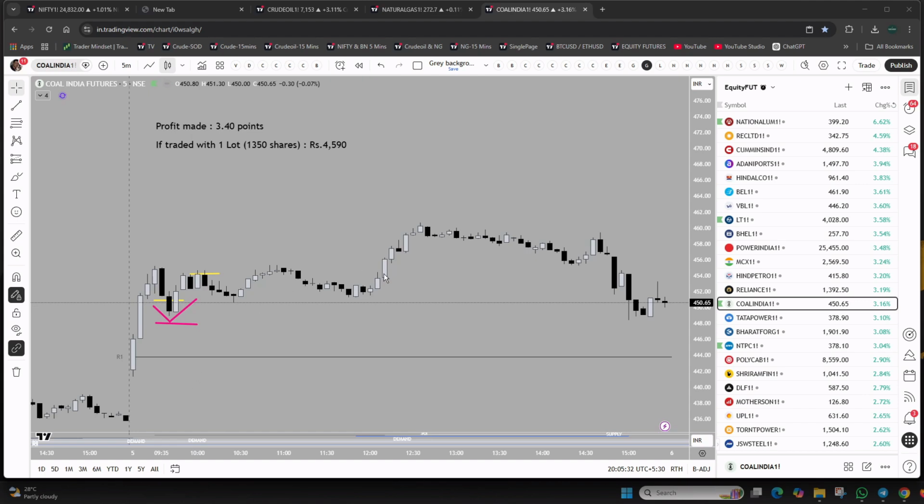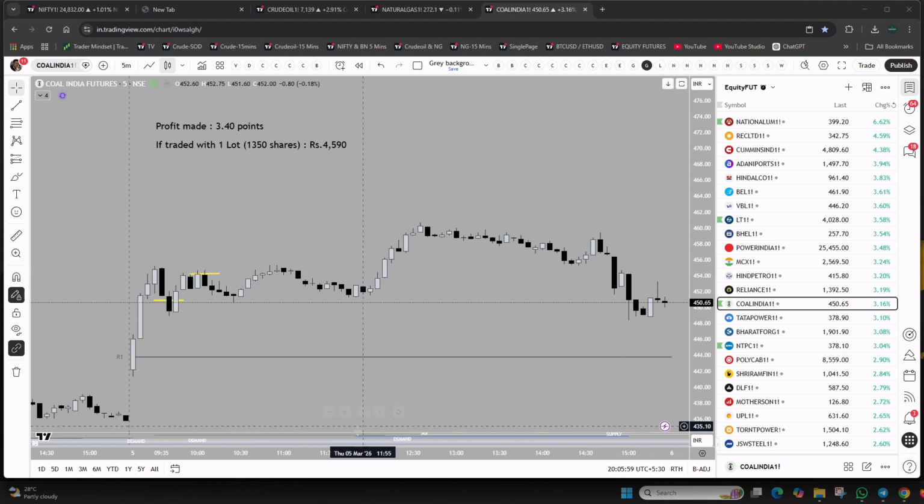Yep, and as you can see here, the profit made was 3 rupees 40 paise. Okay, and since we are trading in futures, if you would have traded with just one lot of Coal India, which has a size of 1350 shares, your profit would have been 4,590 rupees. Okay, so that was about Coal India.